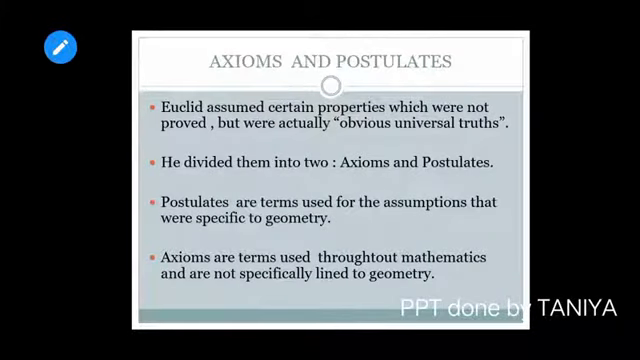Axioms and postulates. Euclid assumed certain properties which were not proved but were actually obvious universal truths. He divided them into axioms and postulates. Postulates are terms used for the assumptions that were specific to geometry, while axioms are terms used throughout mathematics and are not specifically linked to geometry.